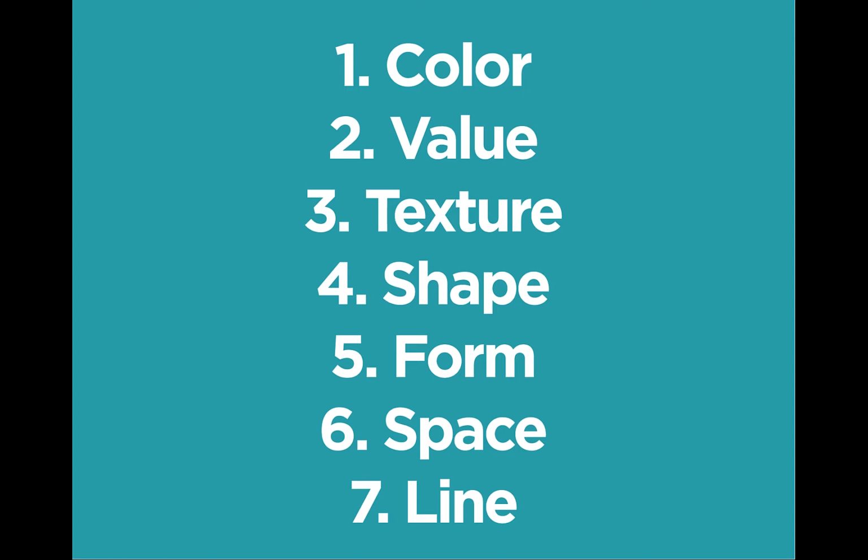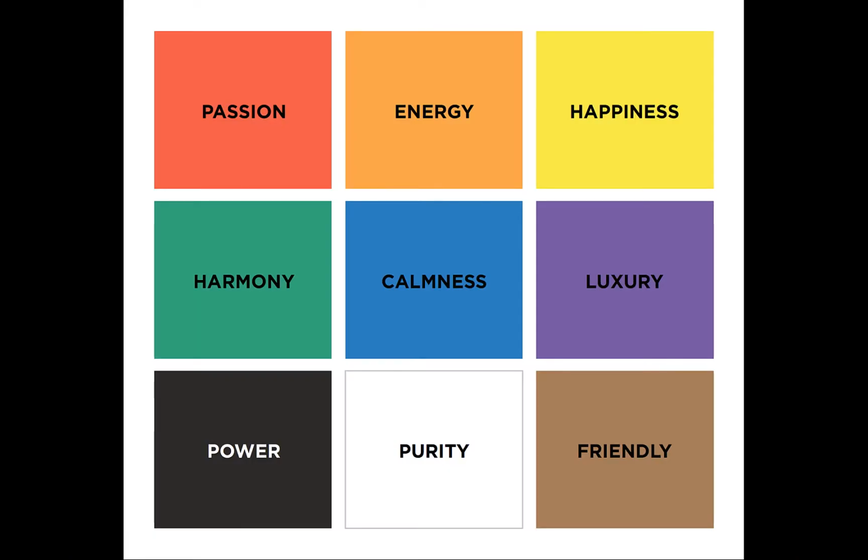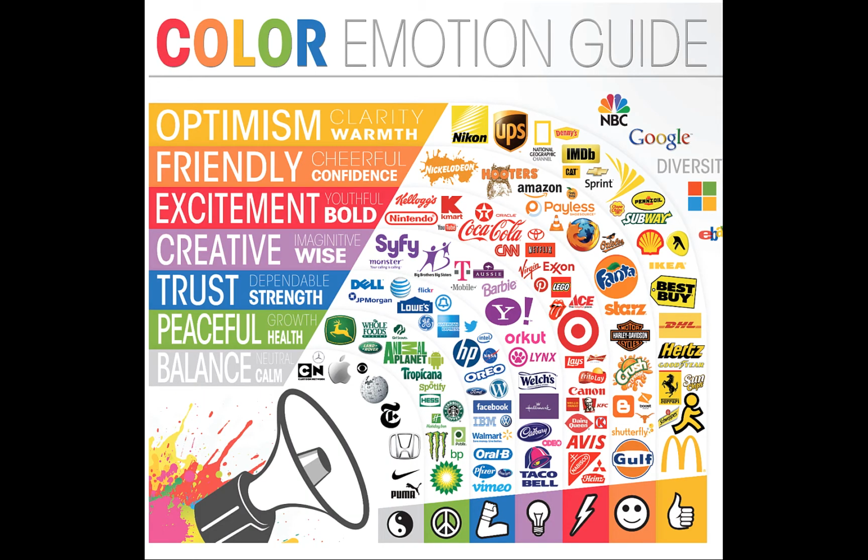And while there are some differences in this list, as you'll see when you look around the internet, books and such, they all come down to this. It's just a matter of semantics. Let's start with color. Color is a hue that's chosen to convey a feeling or emotion. And when you look at color, you can get emotion and moods from it. Each emotion brings to mind a color. Take a look at logos and how they cash in on that.